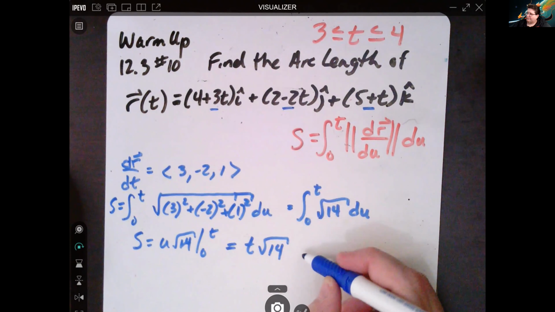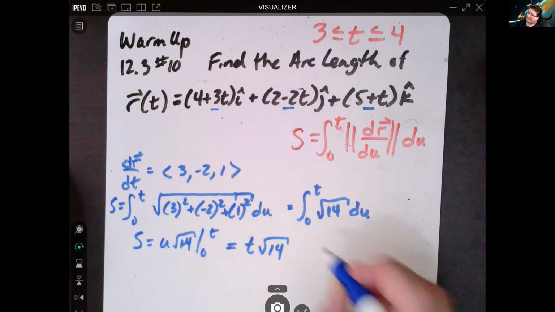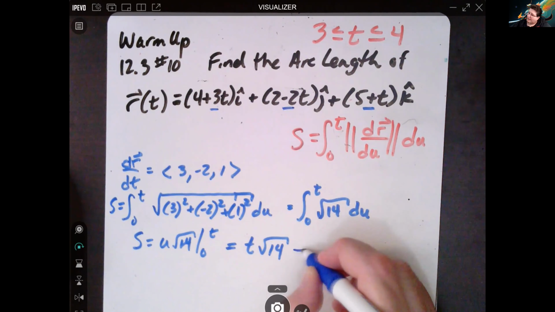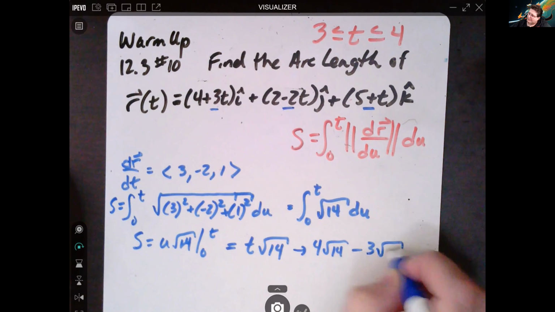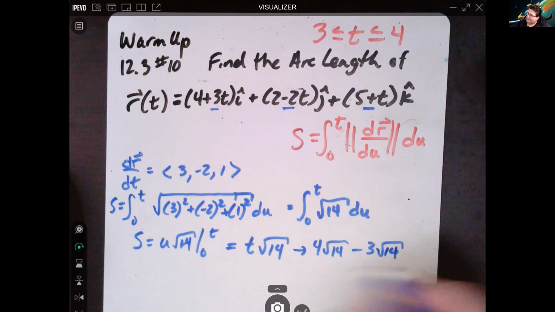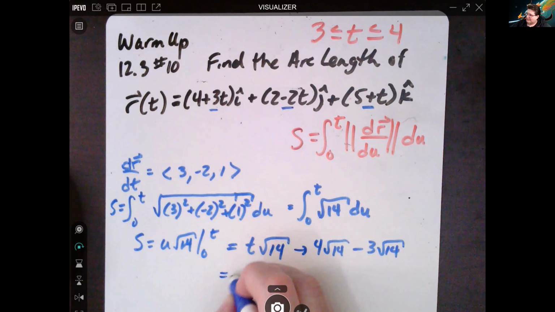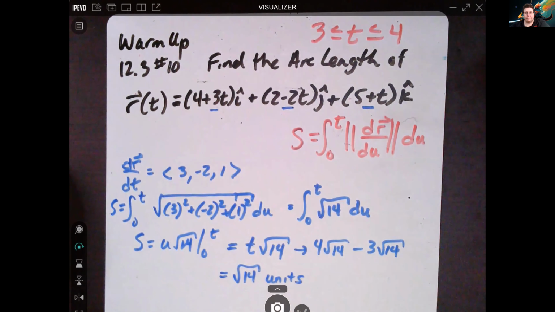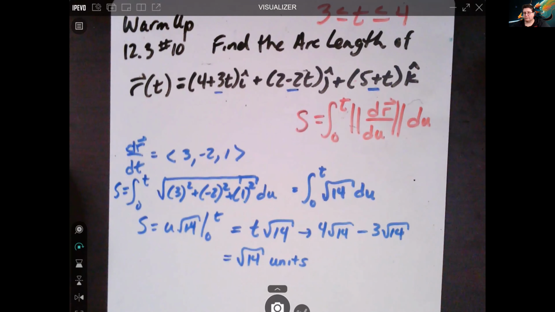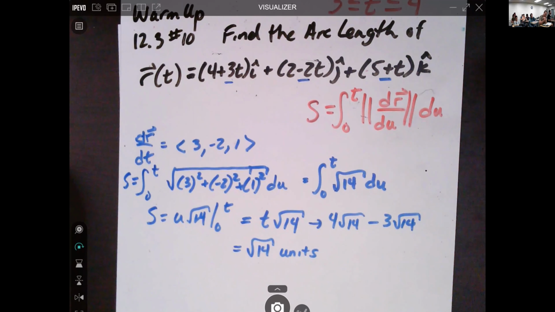So if we do from 4 to 3, we have 4 root 14 minus 3 root 14, which is root 14 units long. What unit? Gotcha. It's crazy.